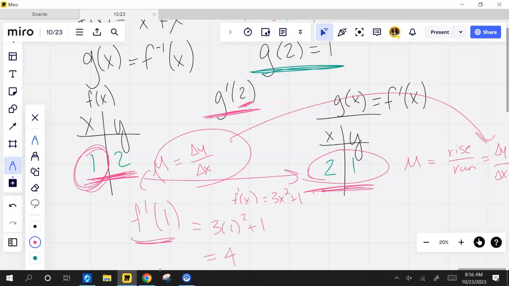So if the slope of function f is 4, if that's change in y over change in x, then what's the slope of the inverse of that? Flip x and y. Make it change in x over change in y instead of that. And so you'd have 1 over 4.